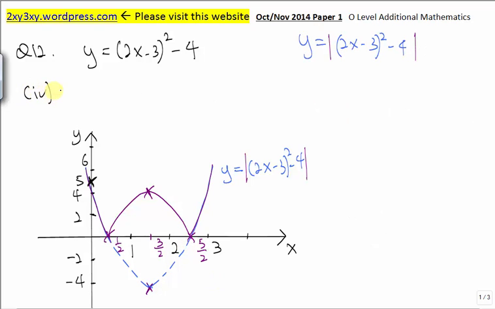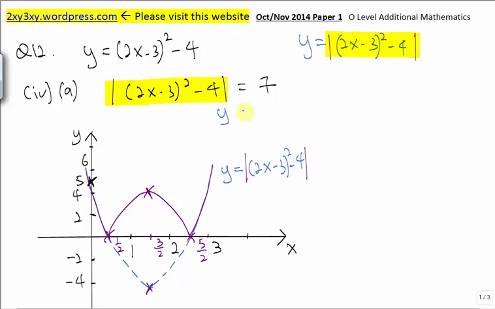Now in part 4a of the question, we are supposed to state the number of solutions of this equation. We know that this part here is actually our y expression, and we have the graph of y here. So we can replace this expression by y. So y will be equal to 7. So what we need to do is draw the line y equal to 7. The line y equal to 7 is drawn here.